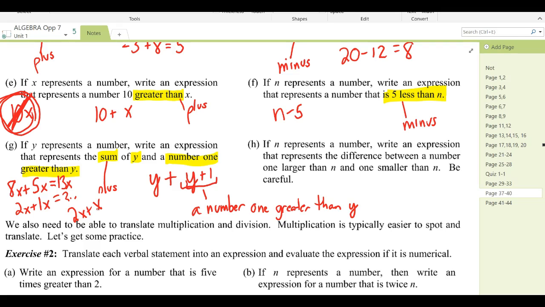So when you do this, what's in front of this y? 1. What's in front of this y? 1. So what's y plus y? 2y. You got it. That a girl, Wafa. 2y plus 1.